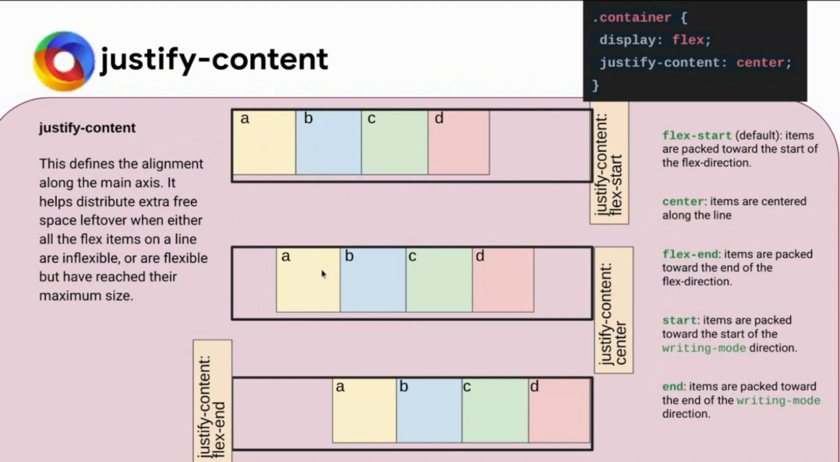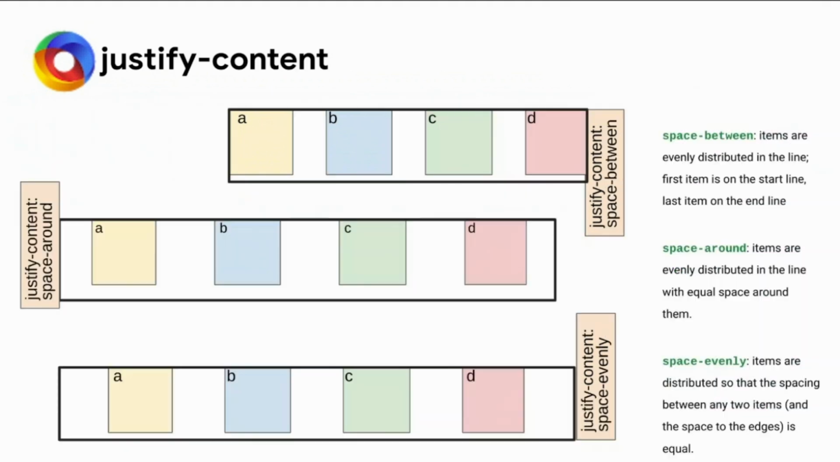So if I put center, the combination of all the four would come into the center. If I put end, it will move everything to the end. In that way, it defines the alignment along the main axis. It defines the main alignment. So these three are the values. Apart from that, we have values such as space between, space around, and space evenly to manage the space efficiently.